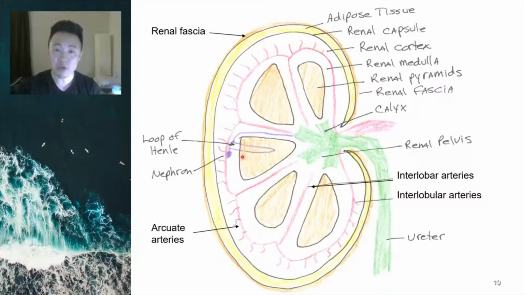Now, the fundamental unit of the urinary system, or the renal system, is the nephron. We're going to talk about that in a little bit.